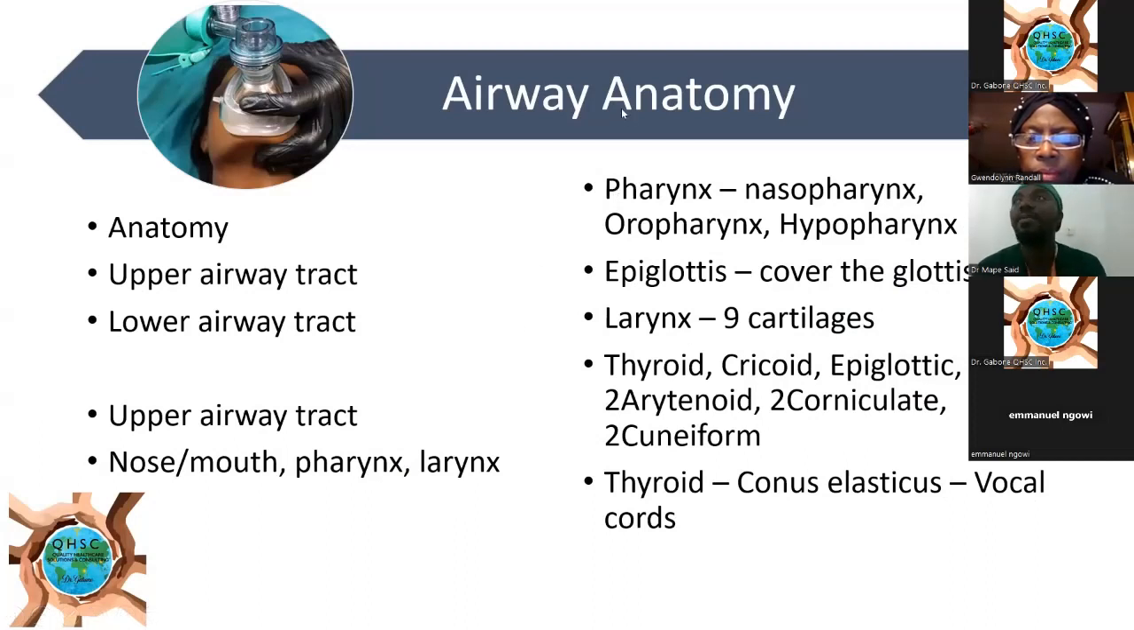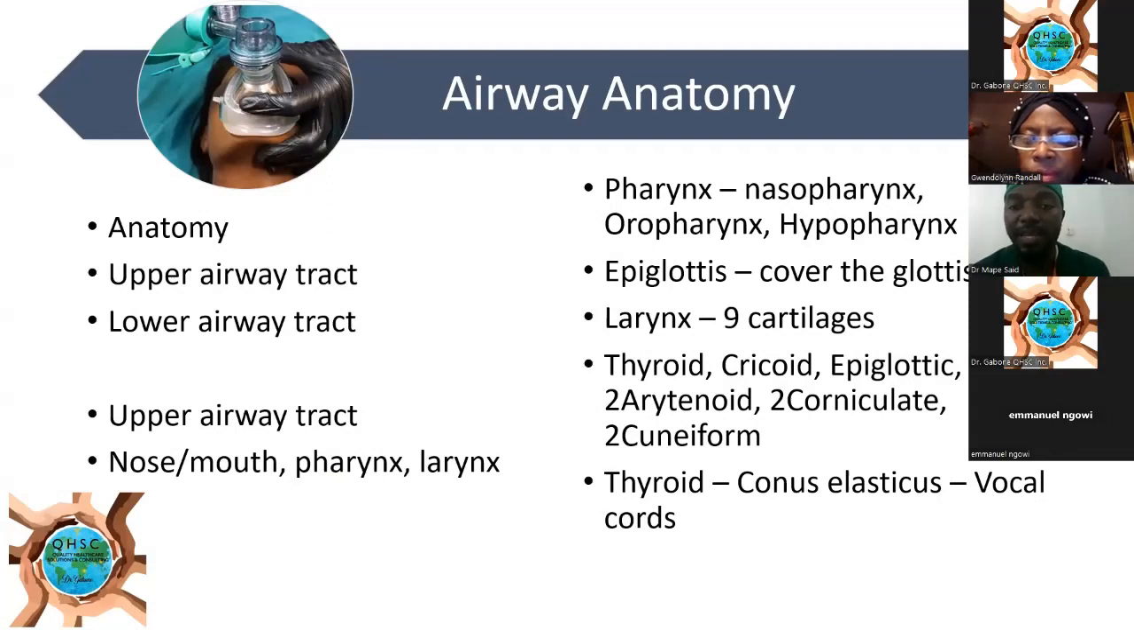So the pharynx might have the nasopharynx from the nose and the oropharynx from the mouth. Then you have the hypopharynx part, which will enter the epiglottis, which covers the glottis. These are very important landmarks when it comes to airway management, especially advanced airway management.